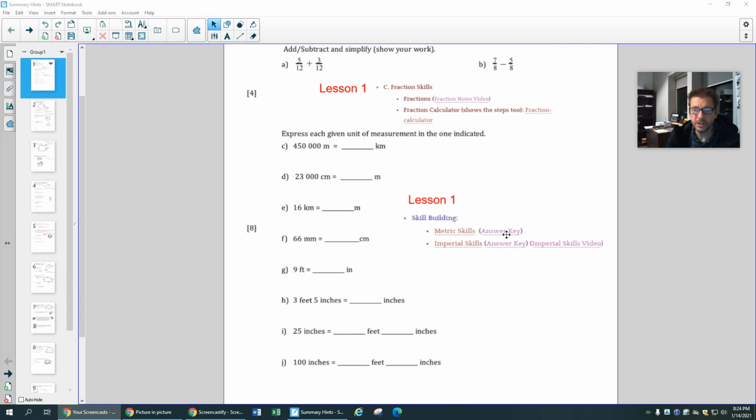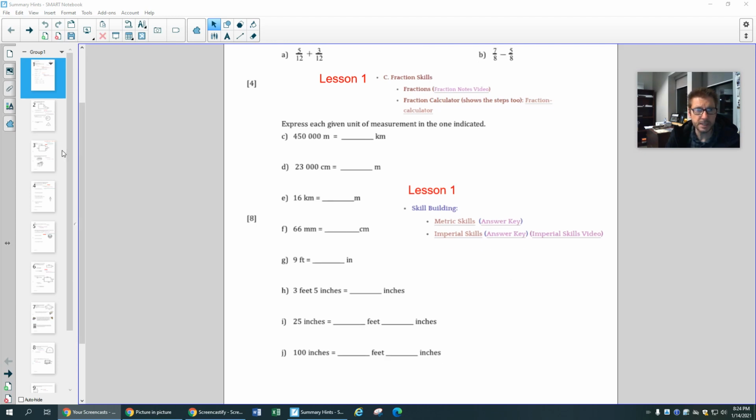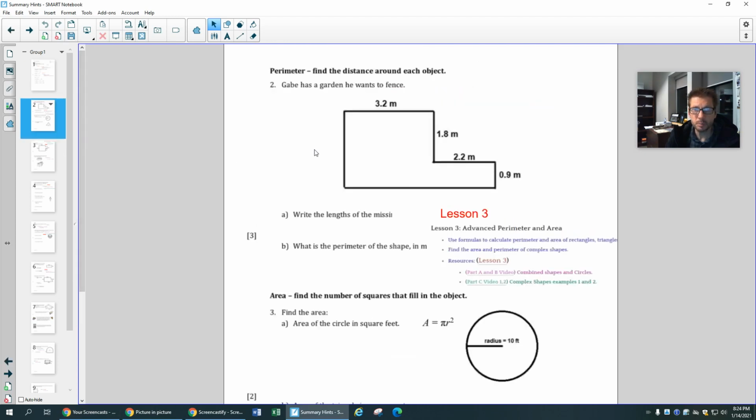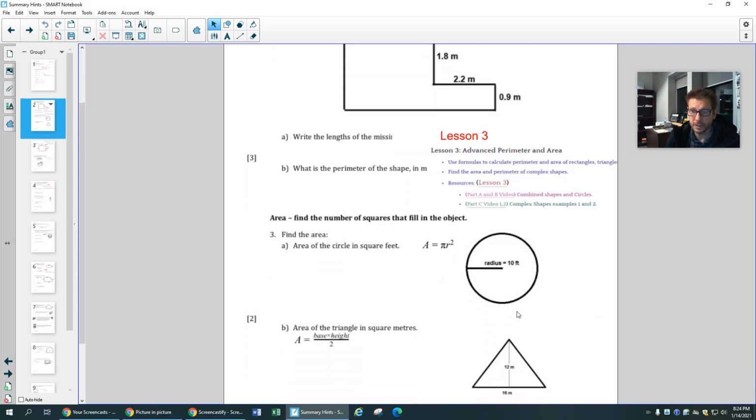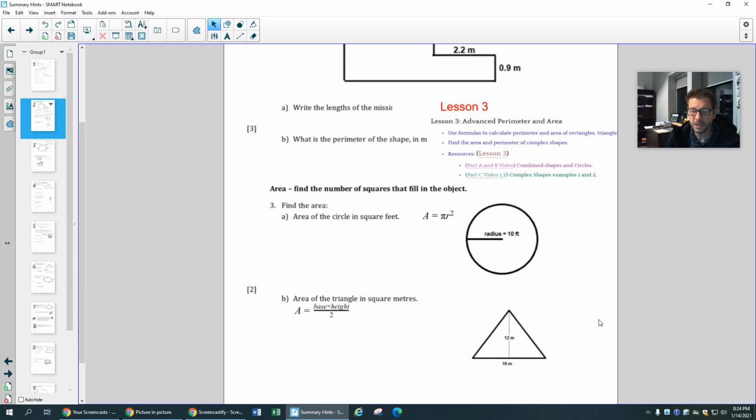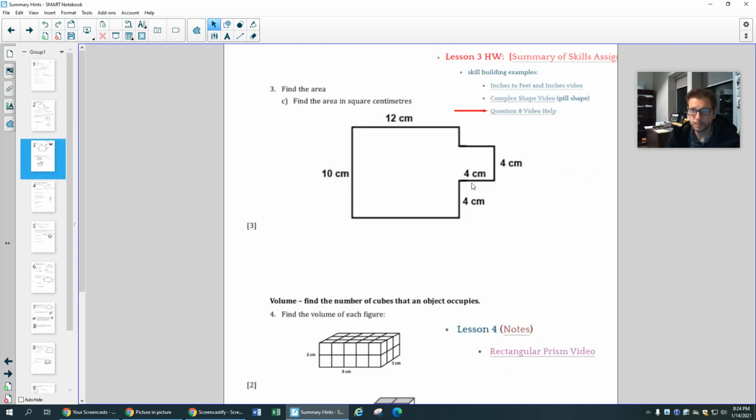A couple of quick videos and answer keys here as well in regards to how to deal with those. Question number 2, lots of good information here in lesson 3, using some formulas. Not really a formula for finding perimeter, just walking around the outside. However, when you're doing circles, there's definitely a formula for that. We gave you the area here, and we've given you the area of a triangle formula. So just follow the formulas on those two.